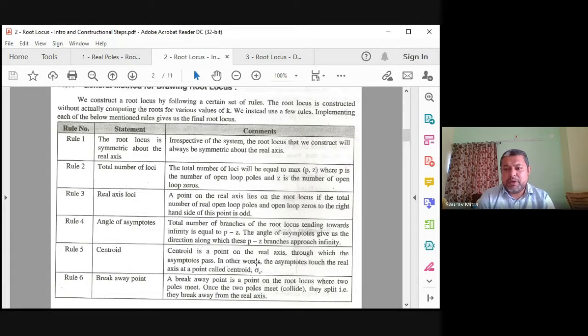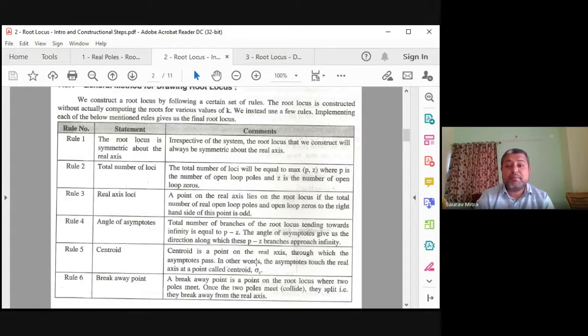Then there is the breakaway point. What is the breakaway point? If we are increasing the gain k, in the last numerical we had seen that initially at k equal to 0, the positions of open loop poles were at -1 and -2. You have increased the value of k up to 0.25 and you found that both poles are colliding at -1.5. So that s is equal to -1.5, that you have to calculate.